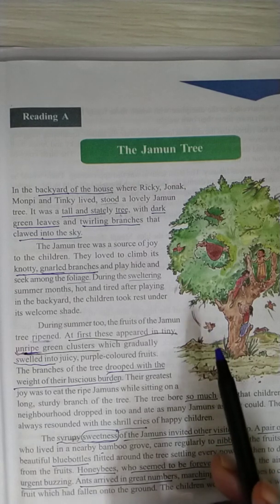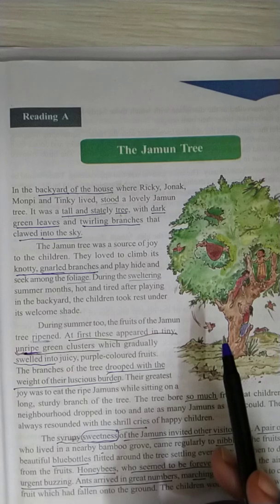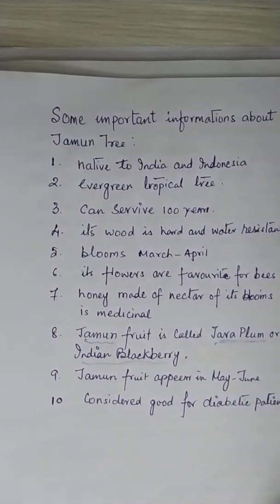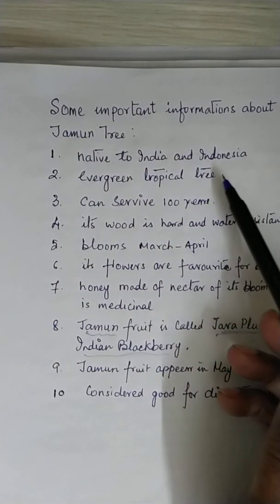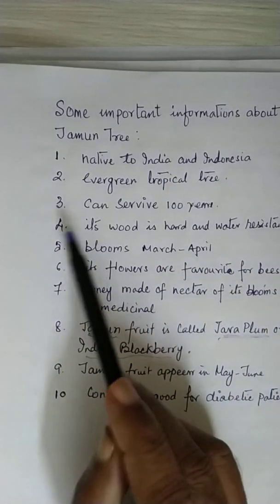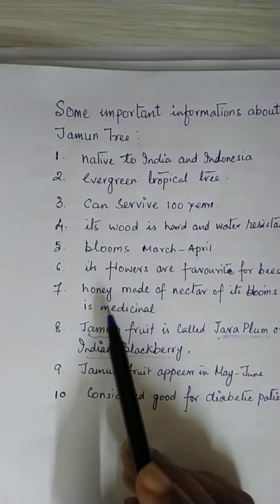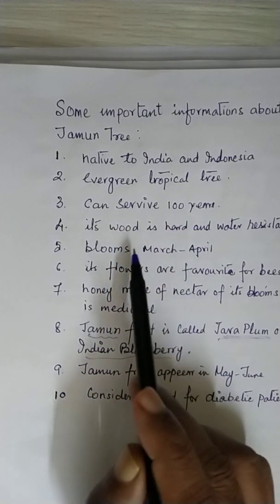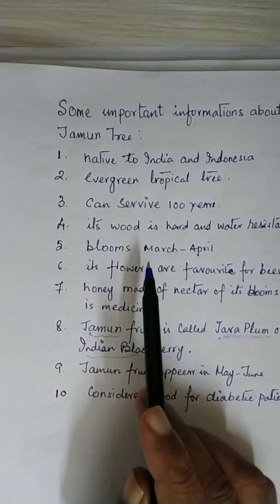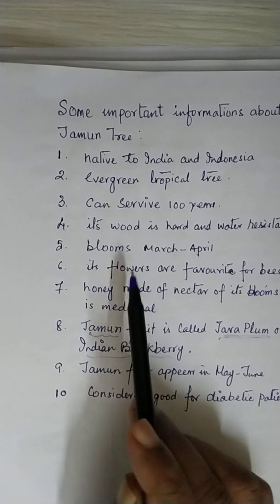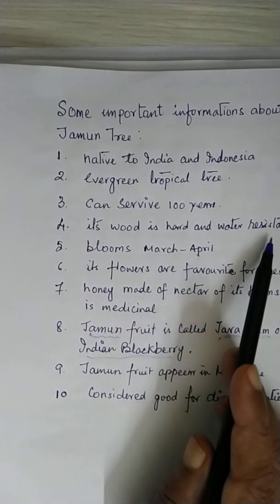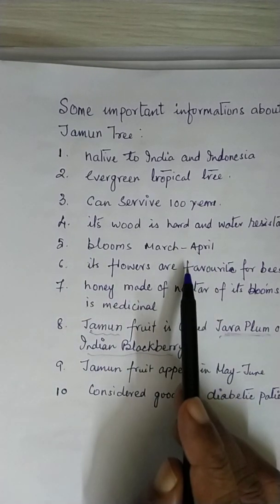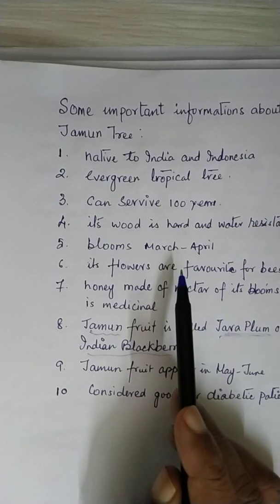So let me give some informations about Jamun tree. The Jamun trees are actually native to India and Indonesia, and they're evergreen tropical trees. Jamun tree can survive more than 100 years and can grow up to 30 meters tall. Its wood is hard and water resistant. And Jamun tree actually blooms in March, April.